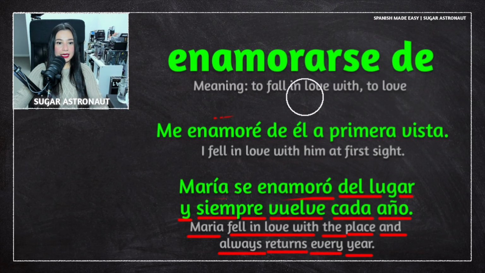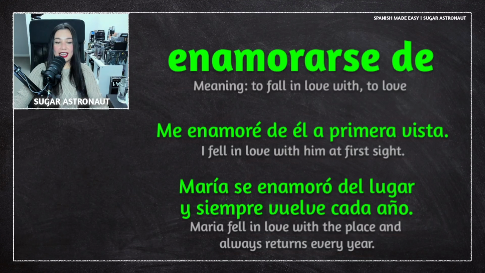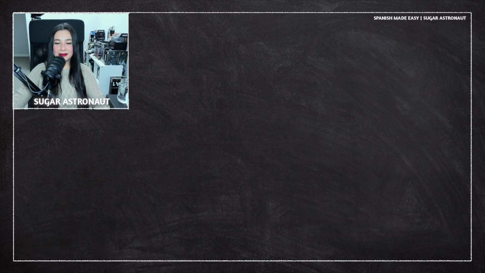Enamorarse de means to fall in love with or to love something really a lot. You love it a lot. Excellent. We have two different situations, and that's how you use the verb or the phrase enamorarse de. You need to practice the pronunciation of enamorarse. Just repeat the word over and over and you'll master the pronunciation. I'm sure of it. Excellent.